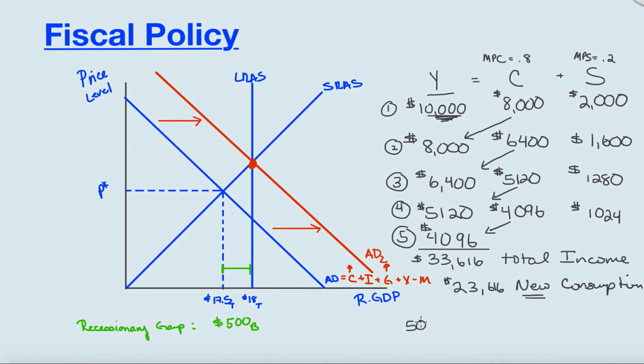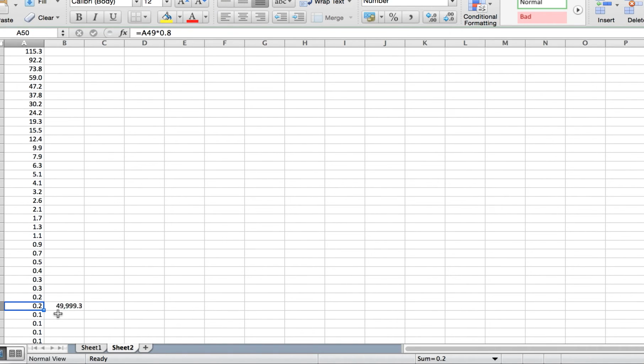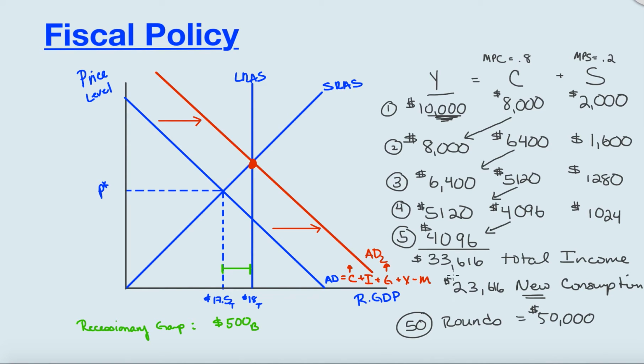If we actually took this to 50 rounds, that 33,000 becomes $50,000 of consumption. I did it over here in Microsoft really fast, and you can see right here after 50 rounds, and it keeps going, but after 50 rounds we have $50,000. So that means that it's $40,000 of new consumption. Now, as you can see, this is one of the functions that is increasing at a decreasing rate. Each round has a positive number going forward, so we're adding to it, but it's being added at a smaller rate. So it's almost like a snowball.